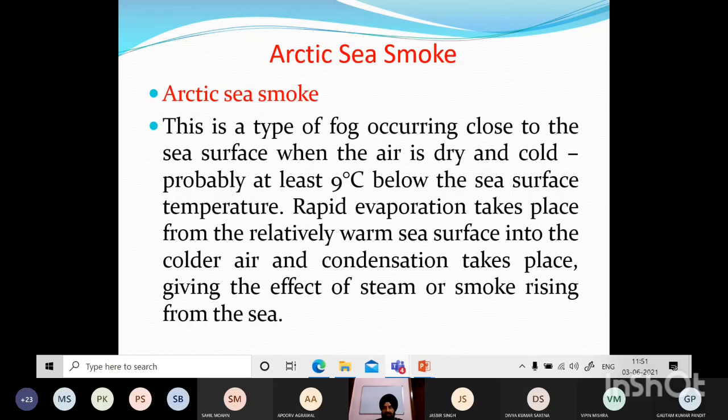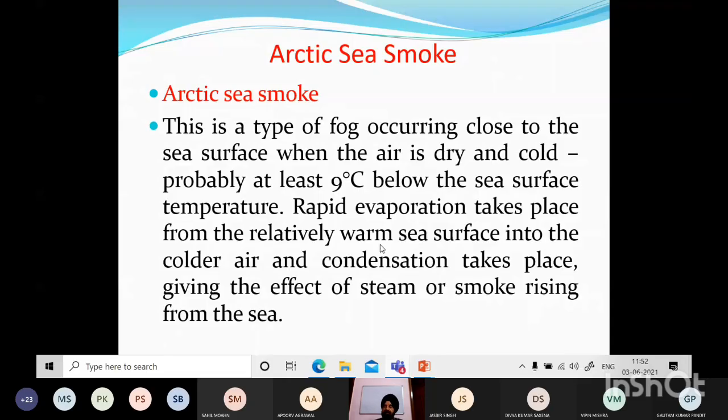Now here it is the opposite: your sea surface is relatively warm compared to the air which is blowing over it. So a relatively warm sea surface into the colder air, and condensation takes place, giving the effect of steam or smoke rising from the sea. The sea is relatively warm and the air above it is pretty cool, 8 to 9 degrees below the sea surface temperature. That's why it's called Arctic sea smoke, because it takes place at very high latitudes near the Arctic areas, where the wind is very cold, and it looks like a stream of smoke. It literally appears that the sea is smoking, with smoke rising from the sea.